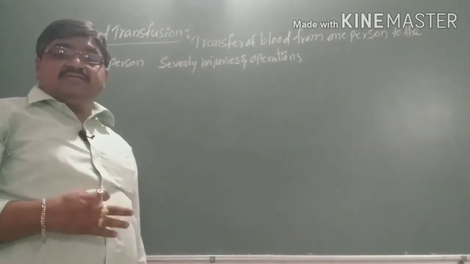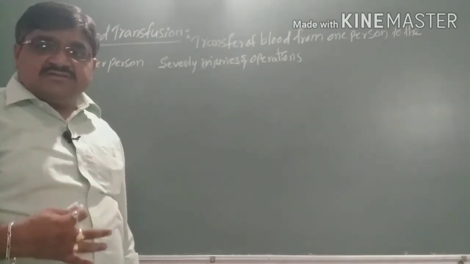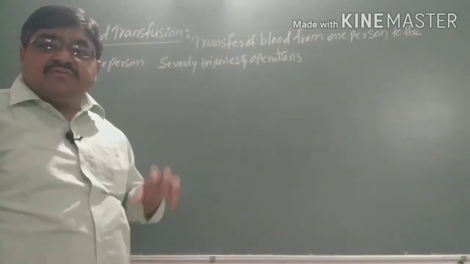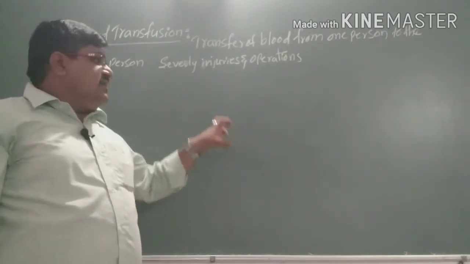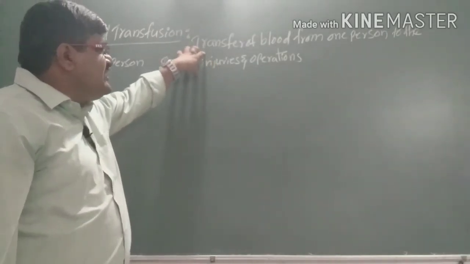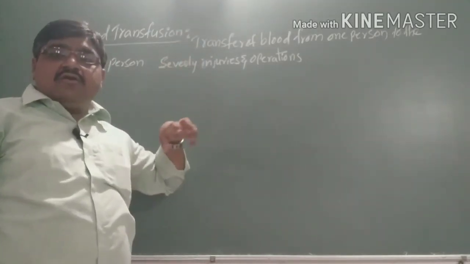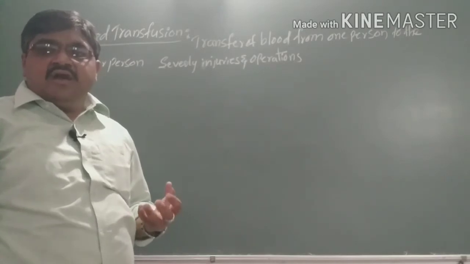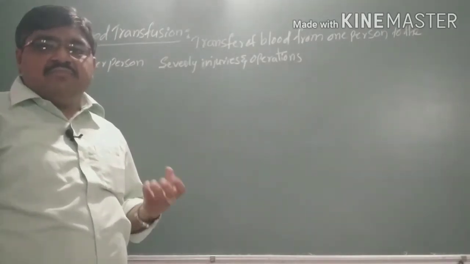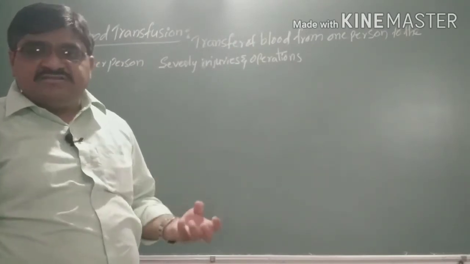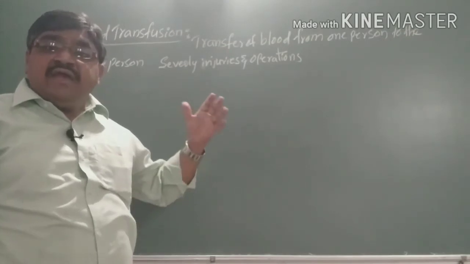That means when blood is lost from one person, the blood should be transferred from one person to another person, for example when severe accidents take place, or otherwise in operations. In operations it needs the blood. Why? During operations some amount of blood will be lost. To rectify that loss, a blood transfusion should take place.